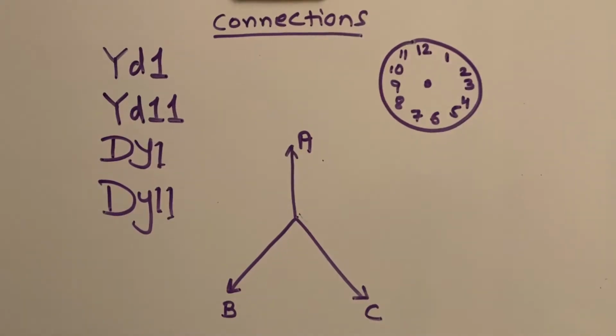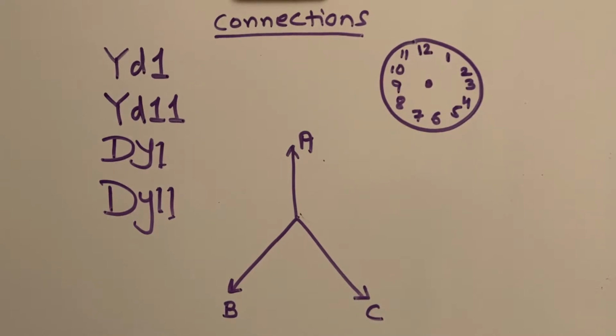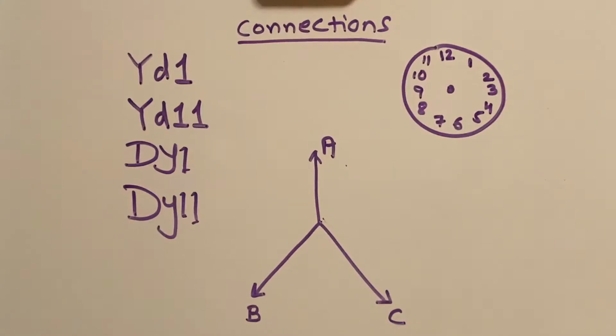So friends, today's topic is connections, where I'm going to tell you how to make connections for YD1, YD11, DY1, DY11. In order to understand this concept, first of all, we need to see what the actual vector diagrams look like for all of these. As an example, I'm going to take YD1 and tell you exactly how we are able to make the physical connection in the transformer.